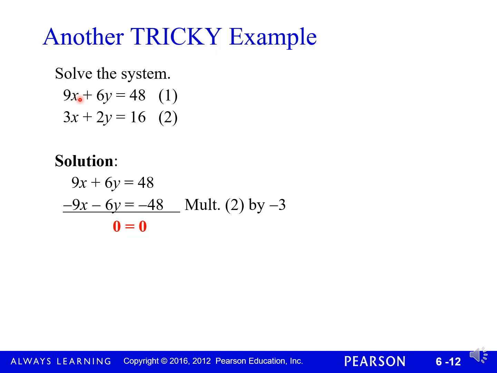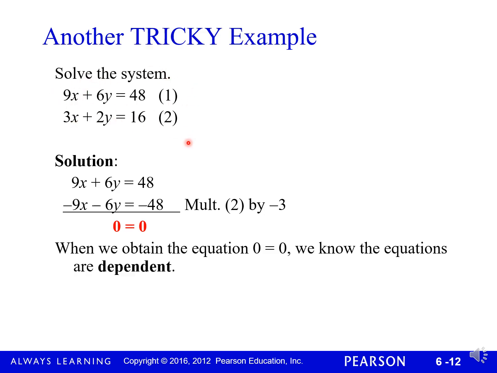Notice that this first equation is just a multiple of 3 times the second equation. So technically, they are the same equation. If I divided each term by 3 in equation 1, I would get the second equation. These actually are the same equation.